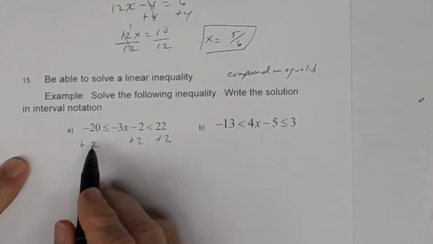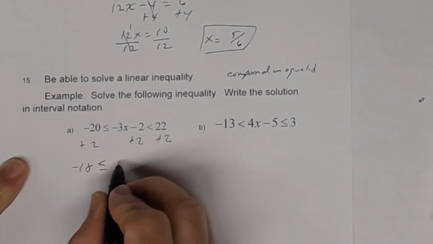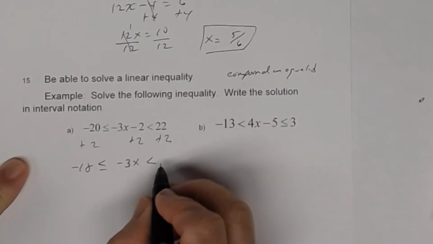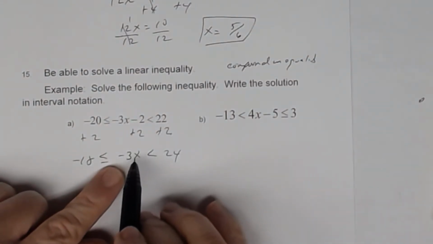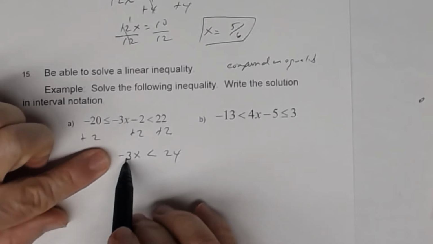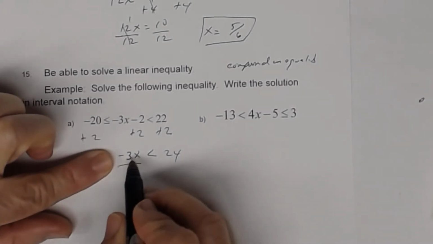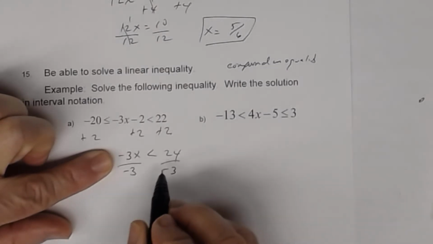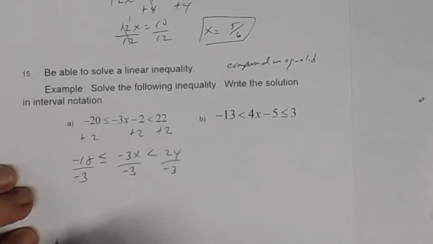And so negative 20 plus 2 is a negative 18. It's less than or equal to negative 3x, is less than, and then 22 plus 2 is 24. All right, now you got to be careful. You got to get x by itself. So if all you had was this, you would divide both sides by negative 3, right? But remember, there's another part here. So you have to divide all parts by negative 3.